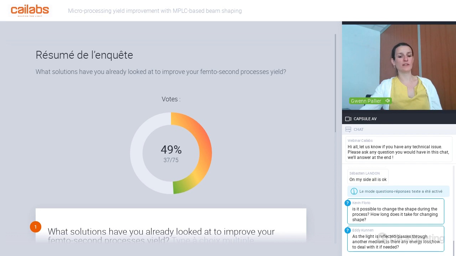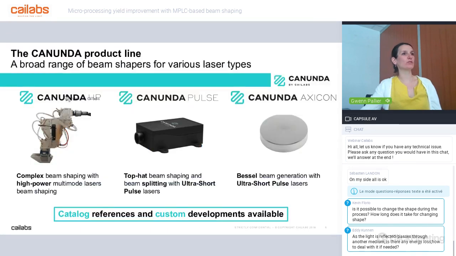If you want to see the results, you may have to scroll down on your own screen. What I want to say about that survey is that you may use different solutions at the same time, and that's definitely the best way to improve your yield. Some of our shaping capabilities are compatible with high-power lasers, and they are also compatible with high-speed scanners. That's what we will see just now. So I get back to my presentation.